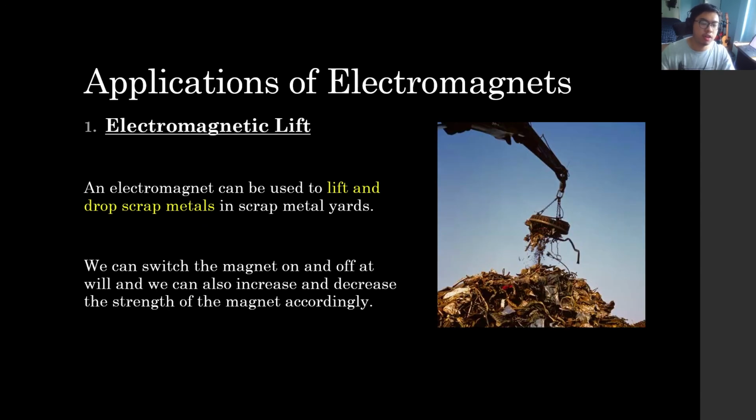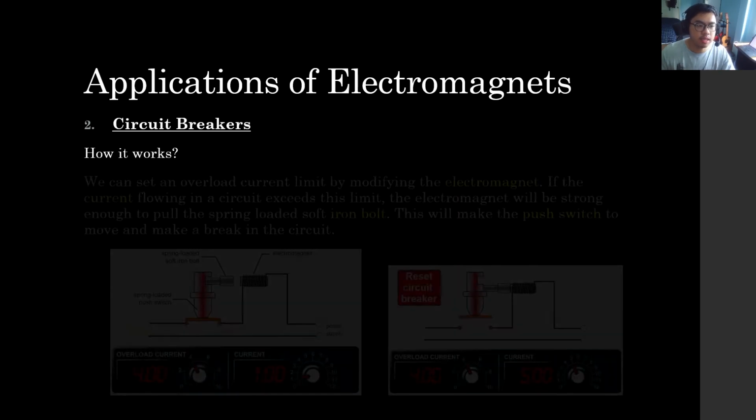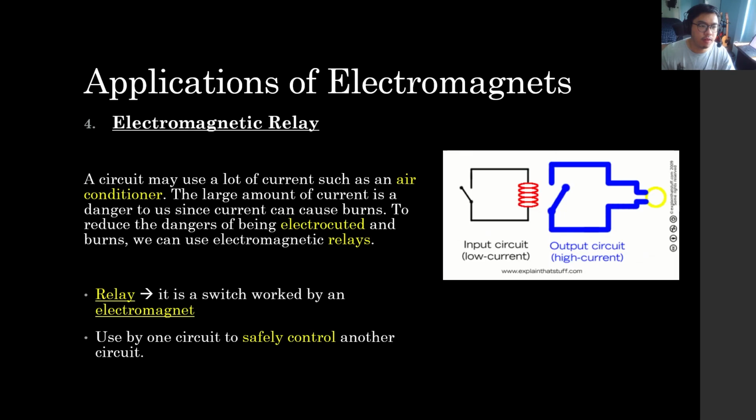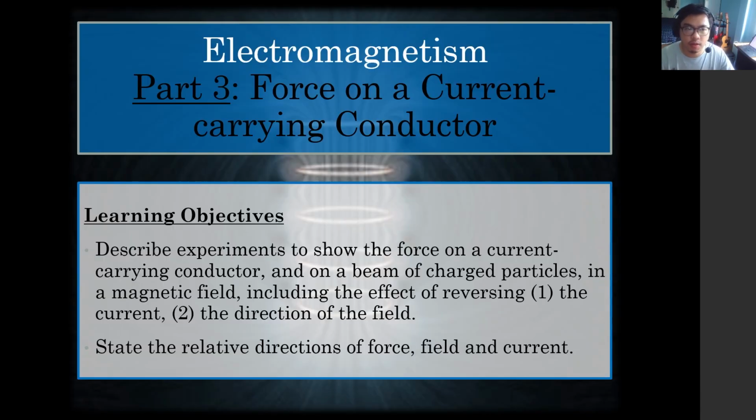Then make sure you are able to state where electromagnets are used in real life. Number 1, electromagnetic lift. Number 2, in circuit breakers. Number 3, in loudspeakers. And number 4, in electromagnetic relay. Also very important for you to be able to explain how an electromagnetic relay works, so basically this whole thing here. And that's pretty much it for part 2. In part 3, we're going to talk about the force on a current carrying conductor.